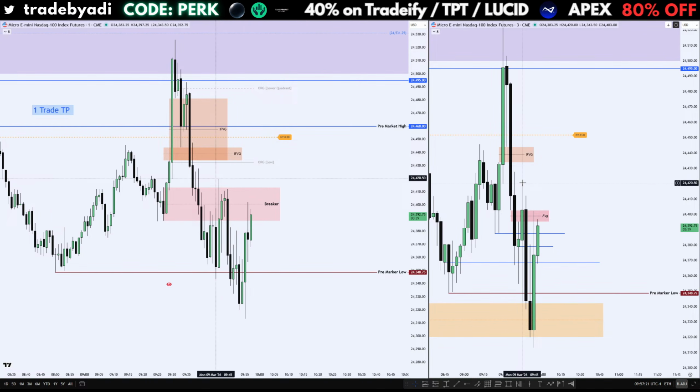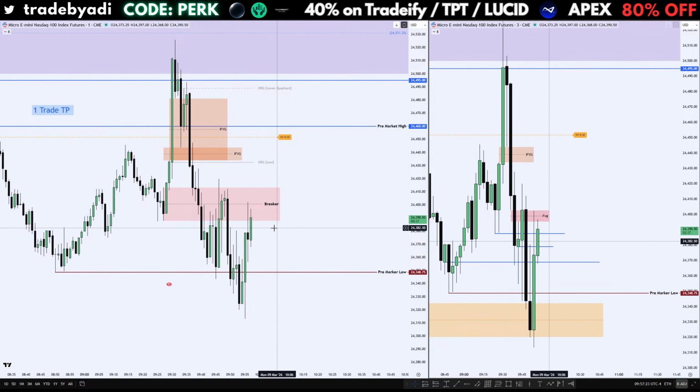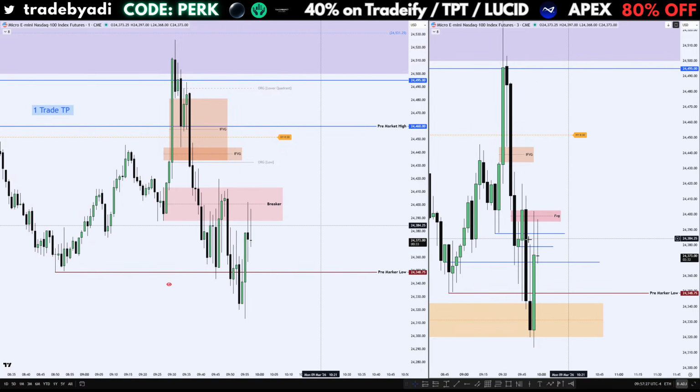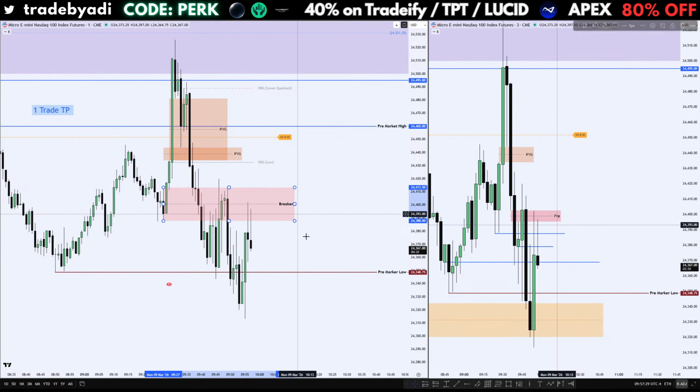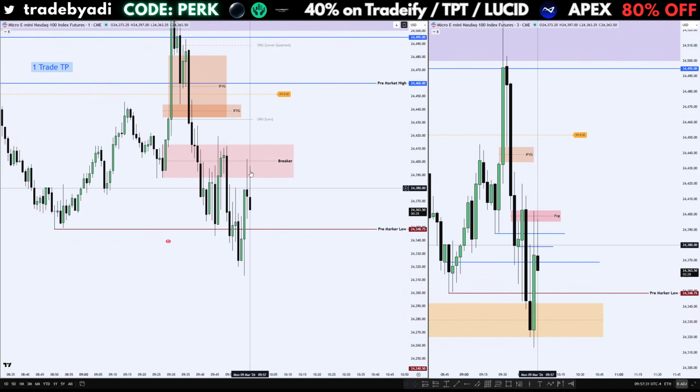This high is important for me, and this FVG is also, and this is the breaker. This is the 3 minute FVG plus 1 minute breaker. I want to see the displacement to the downside. There is no gap, so most likely we are going to take out this low.